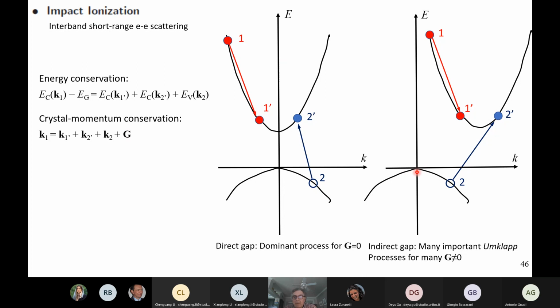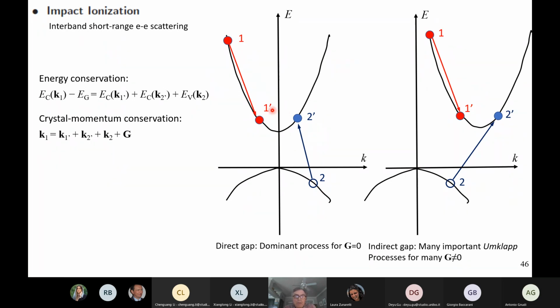In indirect gap material, the momentum conservation must be accompanied by either a G vector that moves you from this point to this point, or whatever K vector you have, might be phonon assisted, but Umklapp processes also can give you a large number of processes that can happen, particularly in indirect gap materials near threshold. And I'll discuss it in a bit more detail.